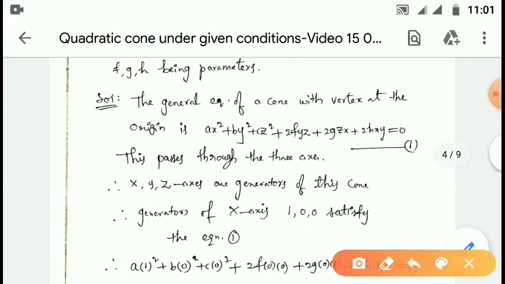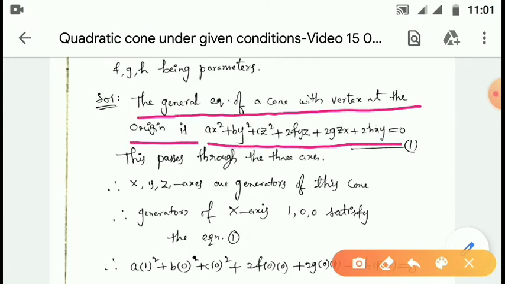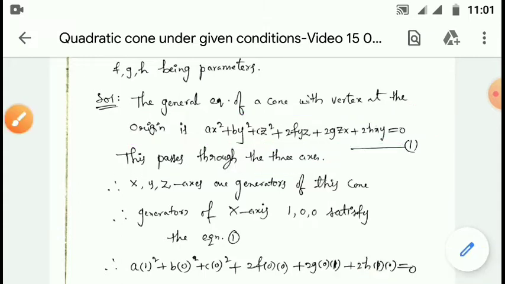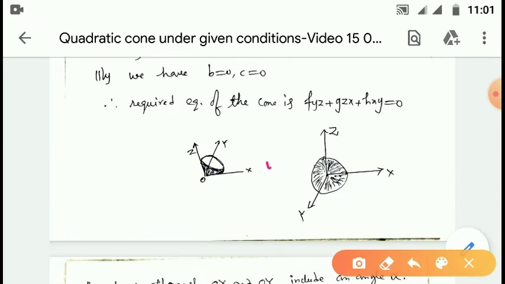So what is the general equation of a cone with vertex at the origin? This is it. So this cone passes through the axes. For example, you can see in the diagram, these are the x, y, z axes and O is the vertex of the cone, and the cone passes through the x-axis, y-axis and z-axis. That means the x-axis, y-axis and z-axis are generators of the cone as shown in the figure like this. This is the cone, you can see in the diagram.